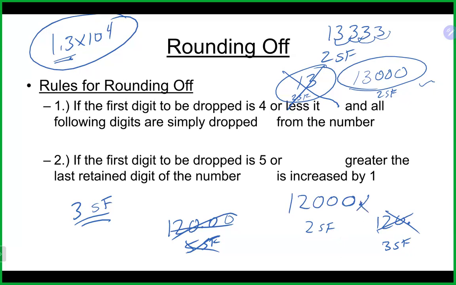So sometimes you'll come across an answer where the only way to get the proper number of significant figures is to write it in scientific notation. So this would be an example. If we needed 3 significant figures, there's no way in decimal form that you could get it to the right number of significant figures.